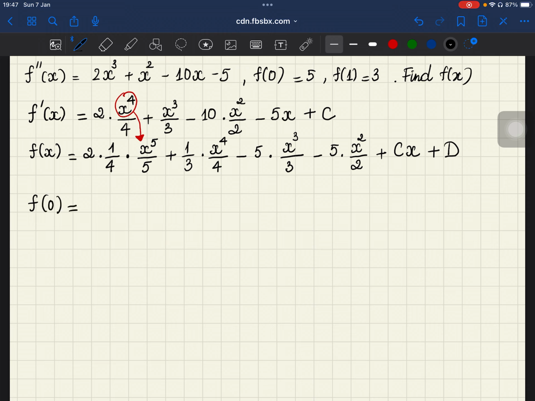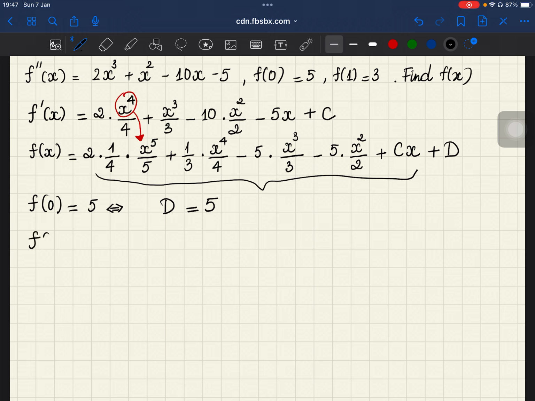means the value of f(x) when x is equal to 0 is equal to 5. So we will replace all x in this function with 0. So from here to here it will equal 0. So we will have d is equal to 5. And f(1) is equal to 3.